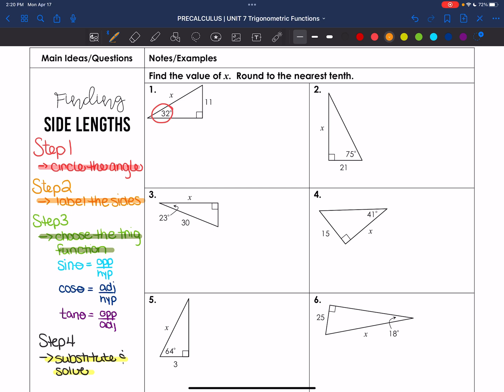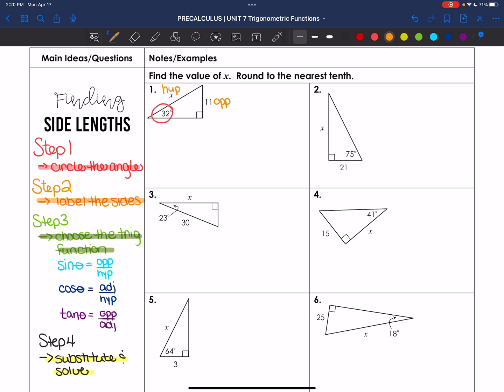So the side where x is, what would that be called in relationship to our angle 32? Well, it is the hypotenuse. So let's label that hypotenuse. And what about the side that is 11? What is its relationship with respect to our angle? It is the opposite.